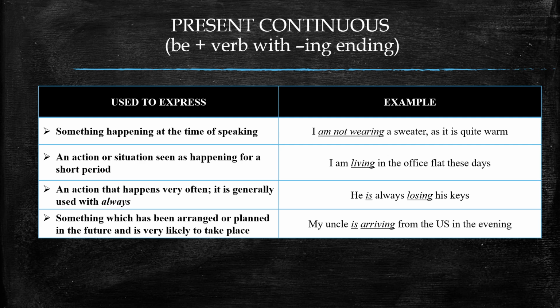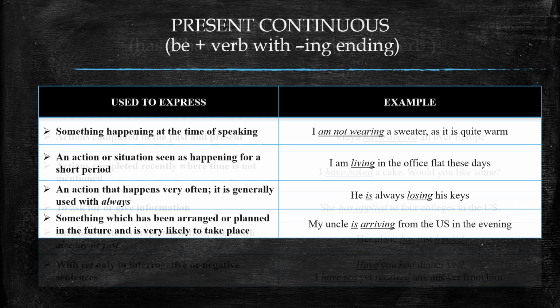It is also used to express an action that happens very often. It is generally used with always. He is always losing his keys. It is also used to express something which has been arranged or planned in the future and is very likely to take place. For example, my uncle is arriving from the US in the evening.